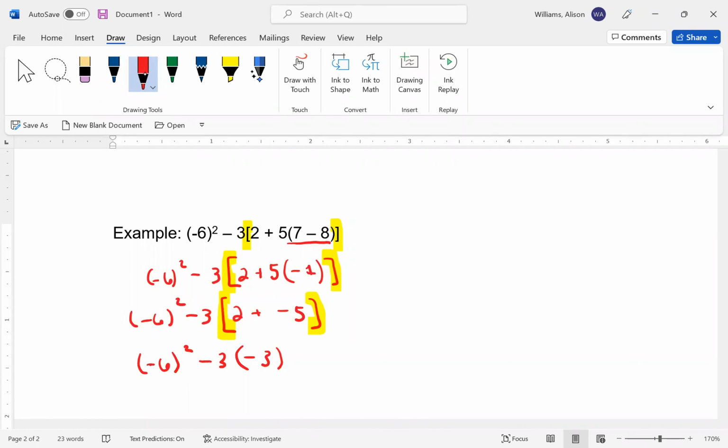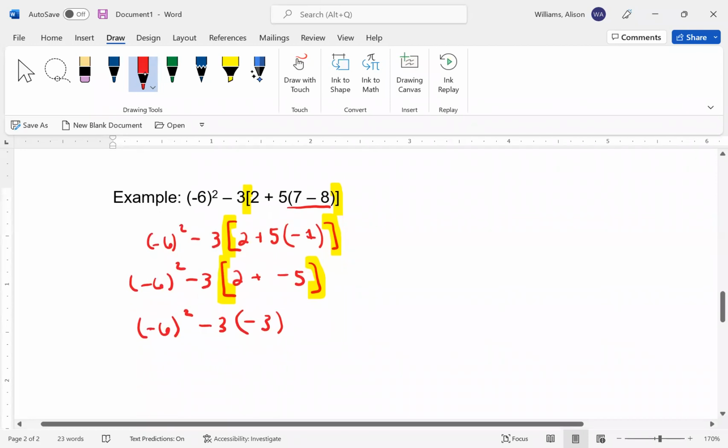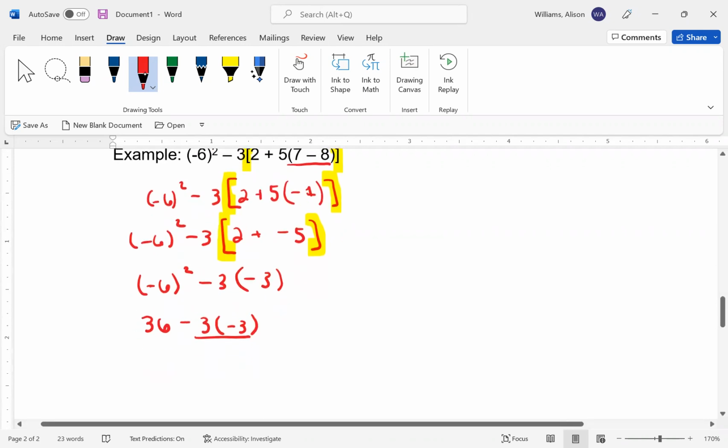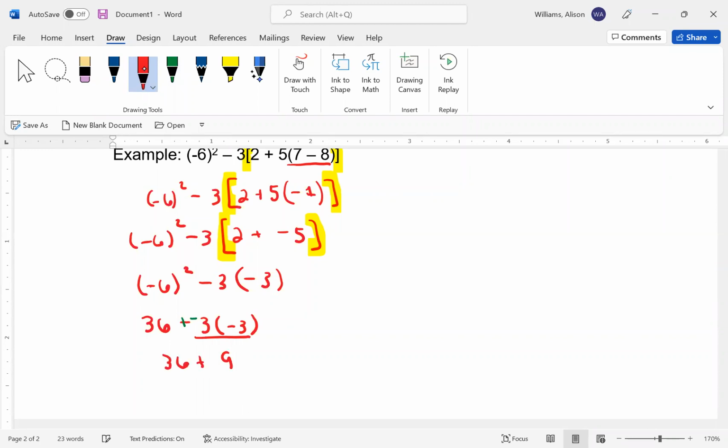Okay, but now I'm finally done with the bracket. So now I could go ahead and do the exponent. So -6 squared, that's -6 times -6, which is positive 36, right? Negative times a negative is a positive. And then I'm going to multiply. So now I'm going to multiply first. That has priority over the subtraction. So I'm going to multiply this 3 times -3. Both of them are negative. I could treat this as a -3, and those two negatives become a positive. So 36 plus 9, 45.